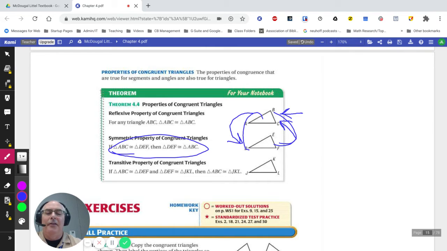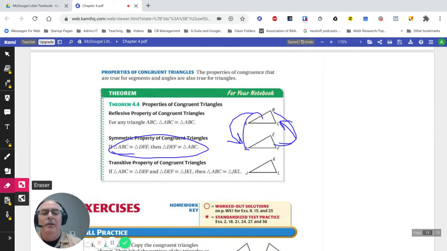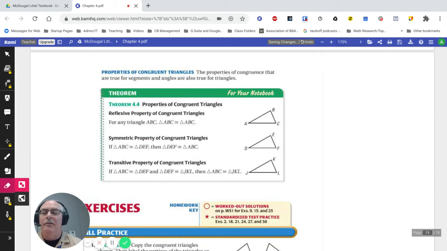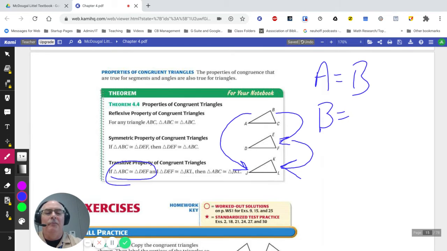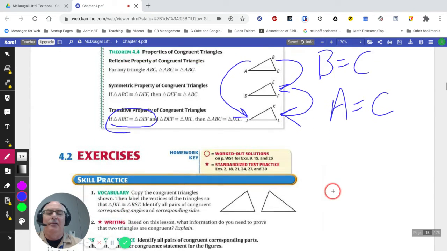And then the third one is that if I know two triangles are congruent, so ABC is congruent to DEF, and DEF is congruent to JKL, then I know ABC and JKL are also going to be congruent. Again, it's kind of the old, if A equals B and B equals C, then I know A equals C. It's exactly that type of concept. Now I'm just applying it to the triangles.